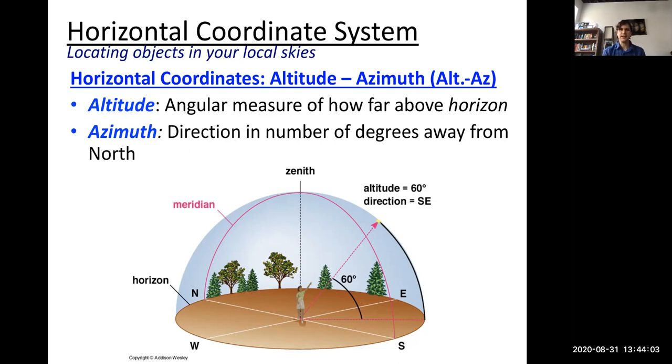Now let's take an example that's here sitting in my background. I have this picture of Jupiter in the background. So what would its horizontal coordinates be? What would be its altitude and azimuth? What we typically just say, it's alt-az coordinates. Alt for altitude, az for azimuth.